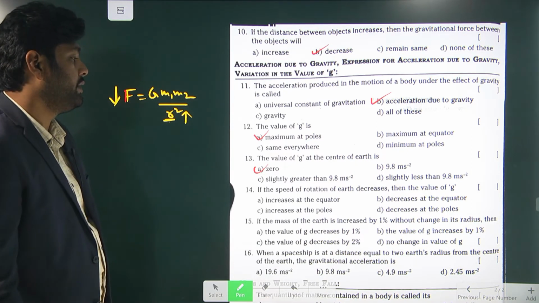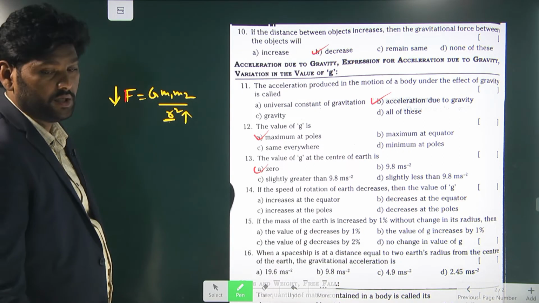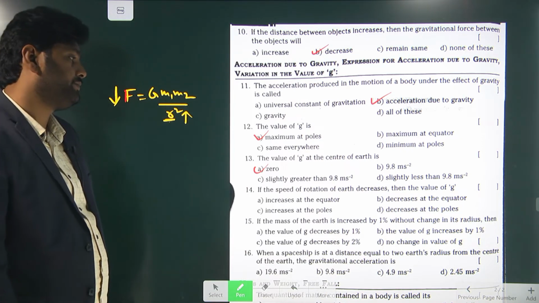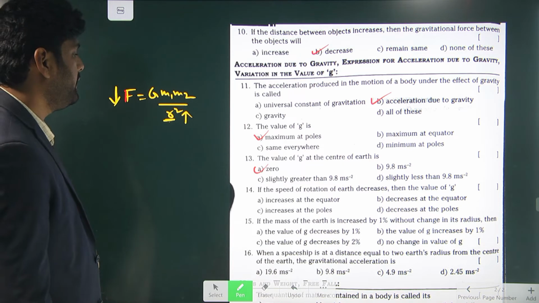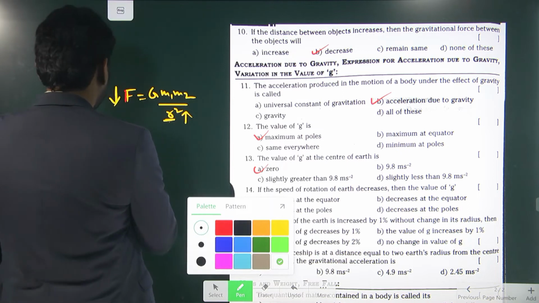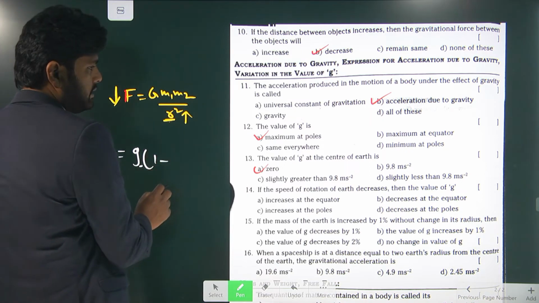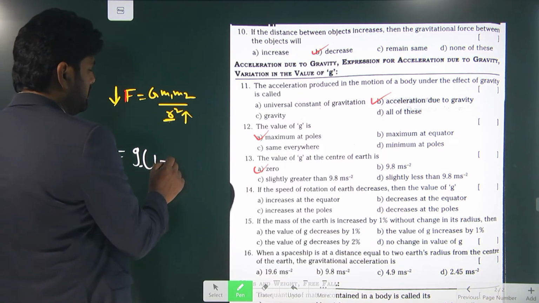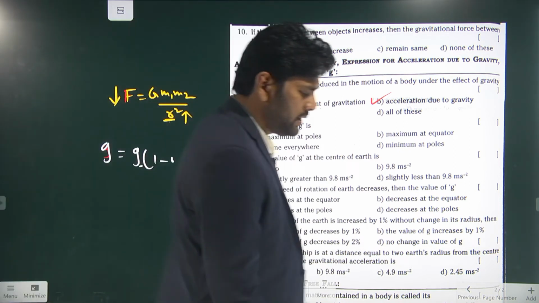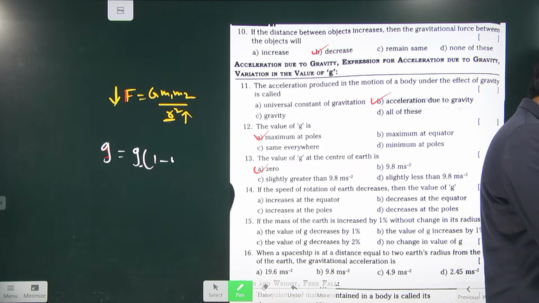Next, if the speed of rotation of the earth decreases, then does the value of g increase or decrease? So g is equal to this equation we can explain. What is the equation we have for a rotating body and acceleration due to gravity? I already gave that. Tell me, Babu.